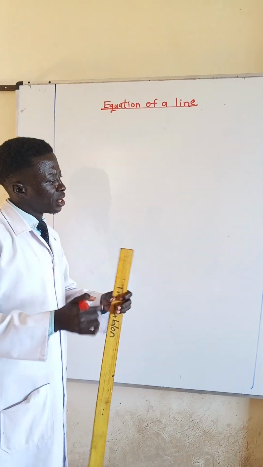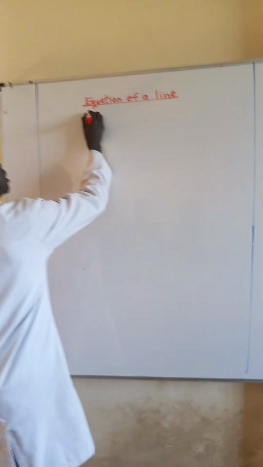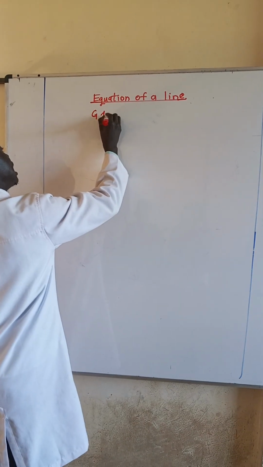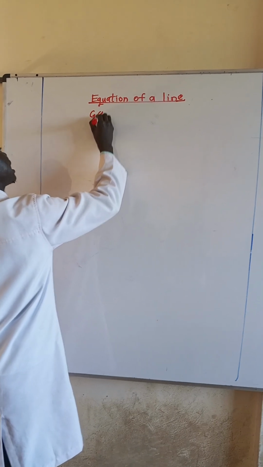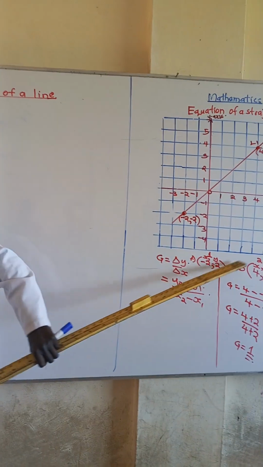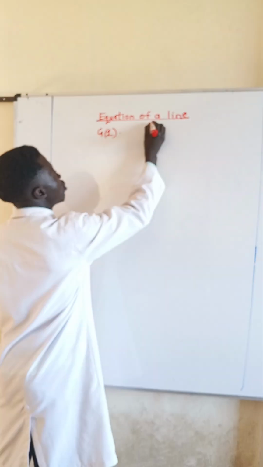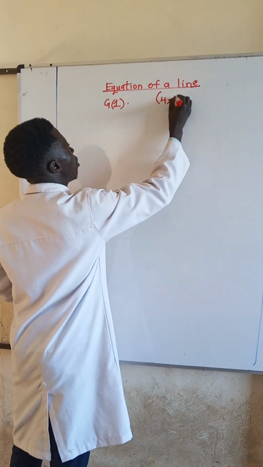In this case, we are having a gradient of 1, and then once I have my gradient as 1, then I can pick any of these coordinates. I can pick any of those coordinates. So let me pick coordinate 4, 4.